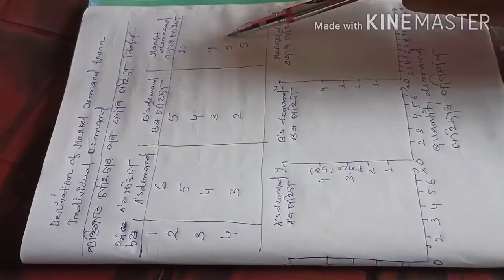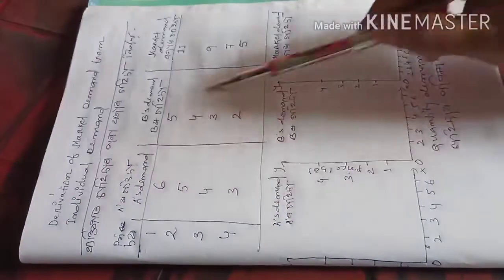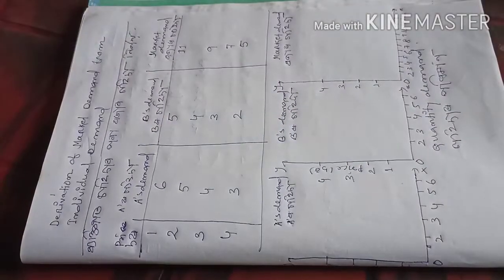So from the schedule you can notice that if we sum up the individual demand, we will get the market demand at a particular price.